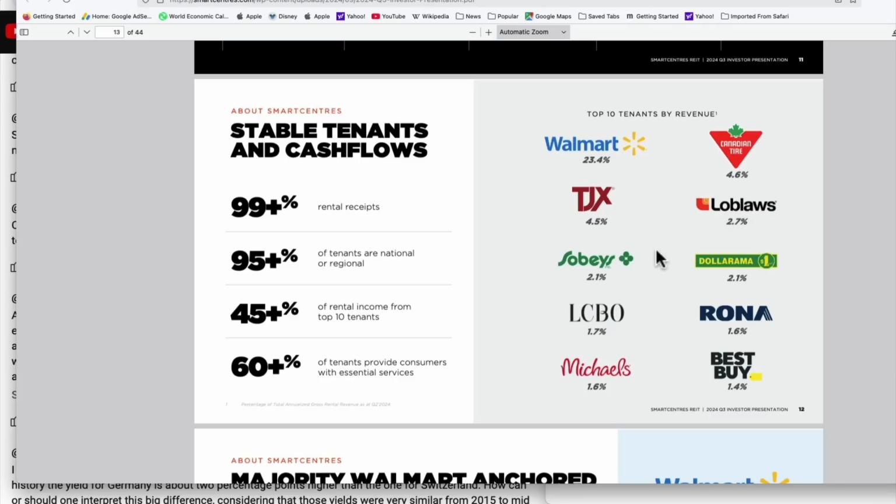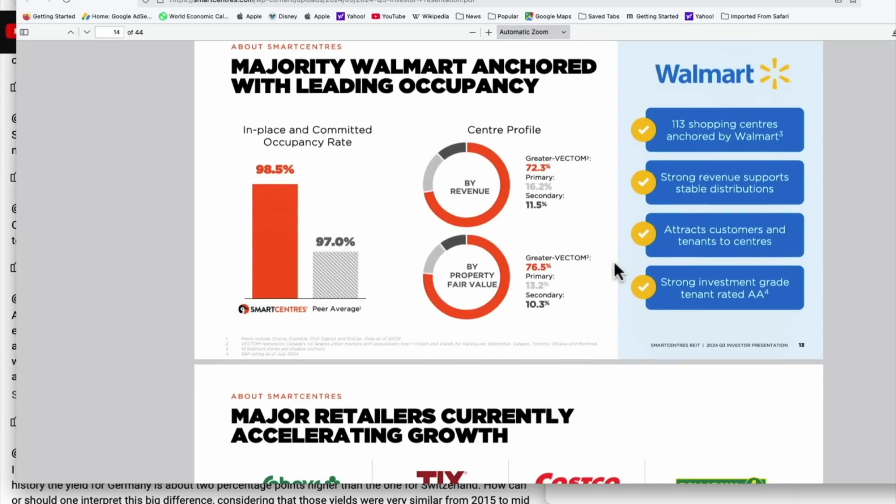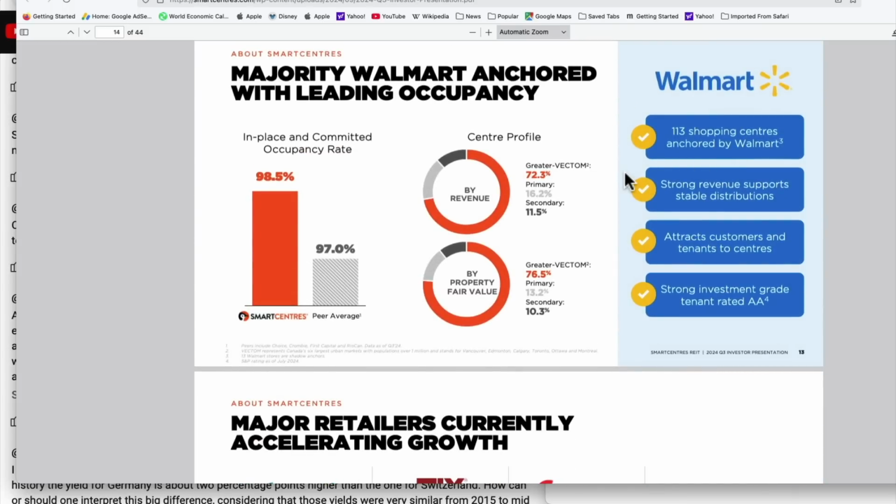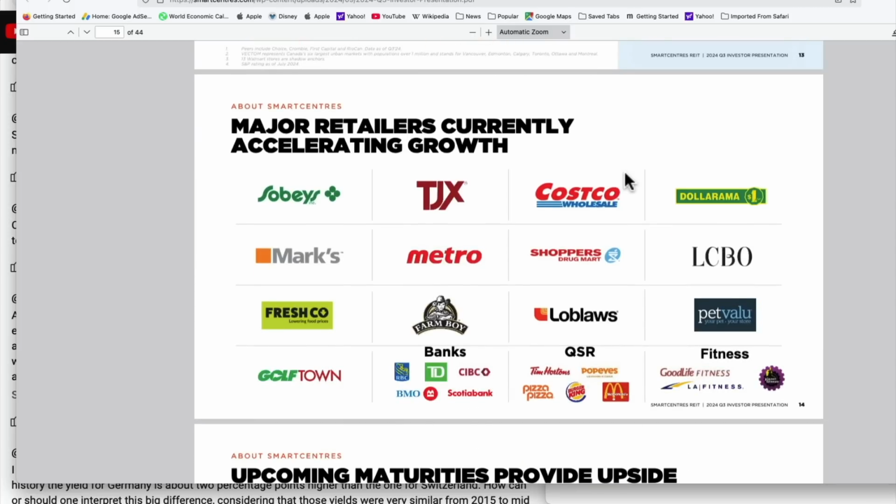If I had to bet on one failing here, I'd say Canadian Tire. LCBO, they're not going anywhere. Sobeys, Best Buy. That's a small percentage. 113 shopping centers anchored by Walmart. Isn't that incredible? Also, major retailers currently accelerating growth. 9 deals with Costco over the last year. 9 deals with Costco. Costco's not going anywhere.